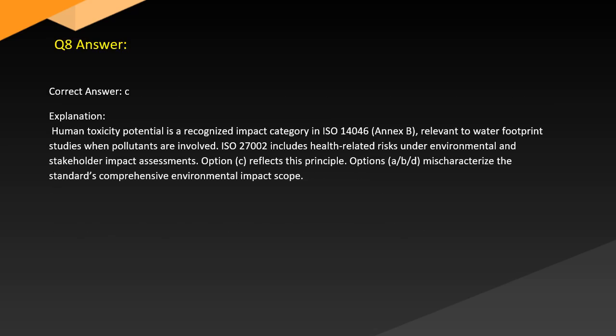Answer. Correct answer: C. Explanation. Human toxicity potential is a recognized impact category in ISO 14046 Annex B, relevant to water footprint studies when pollutants are involved. ISO 27002 includes health-related risks under environmental and stakeholder impact assessments. Option C reflects this principle. Options A and D mischaracterize the standard's comprehensive environmental impact scope.